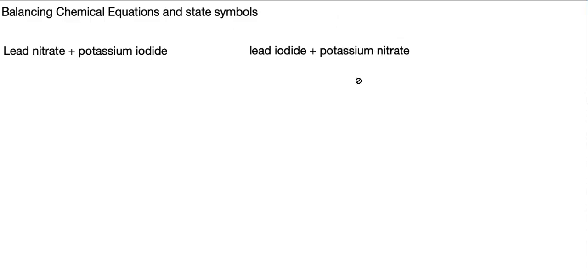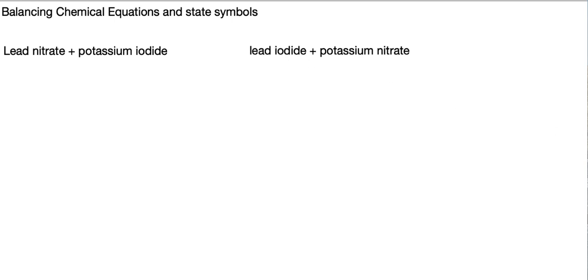Now you might remember, and we will talk about it a little later, the reactivity series and how this reaction works, because potassium is more reactive than lead, and therefore the potassium will displace the lead from the lead nitrate and make potassium nitrate, leaving lead to combine with the iodine and make lead iodide.